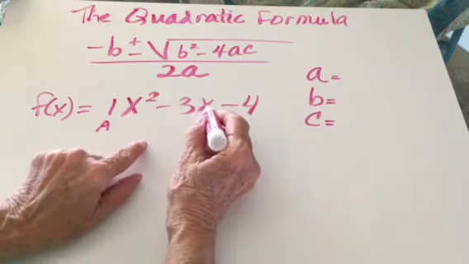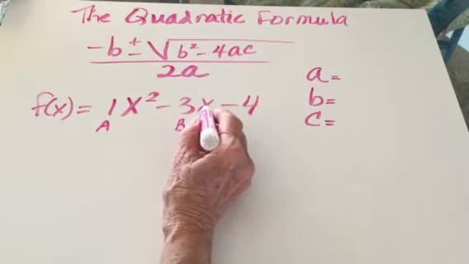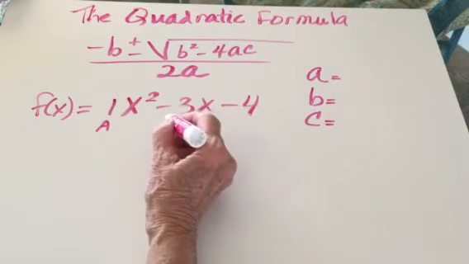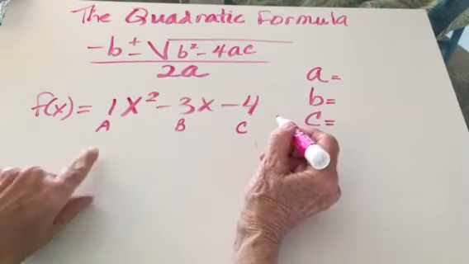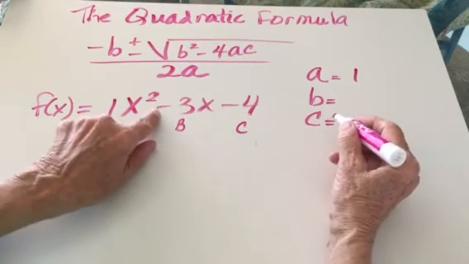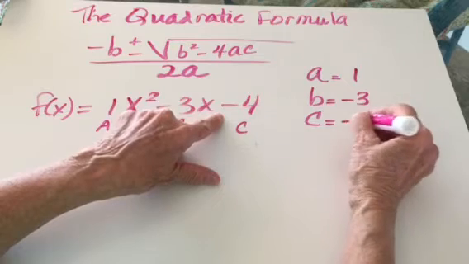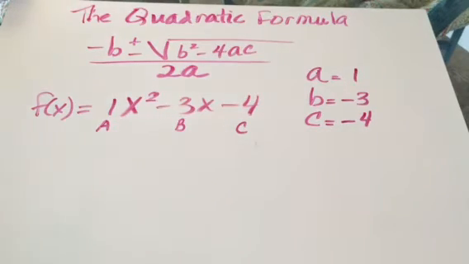The b number is the number that's in front of the plain x, and it's the number, not the letter. You don't write down 3x, you just write down, or I mean negative 3, whatever. And this is the c. All right, so the a is 1, the b is negative 3, and the c is negative 4. Now, you need to write that down so you know that. So you can play this video a couple of times, guys.